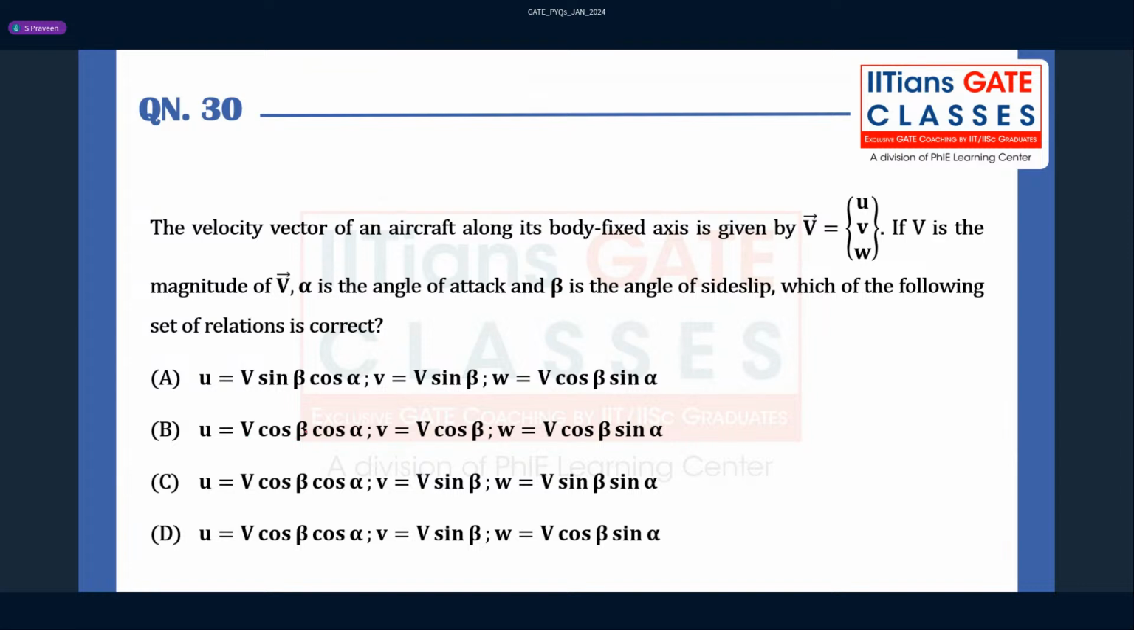U equal to V cos beta cos alpha, v equal to V cos beta, w equal to V cos beta sine alpha. Then we have u equal to V cos beta cos alpha, v equal to V sine beta, w equal to V sine beta sine alpha. U equal to V cos beta cos alpha, v equal to V sine beta, w equal to V cos beta sine alpha. Okay. So let's derive that first.